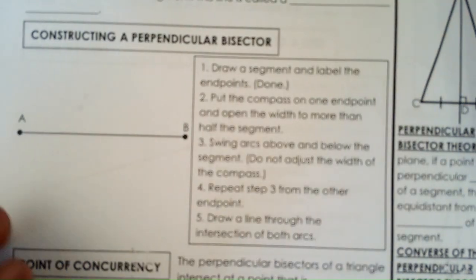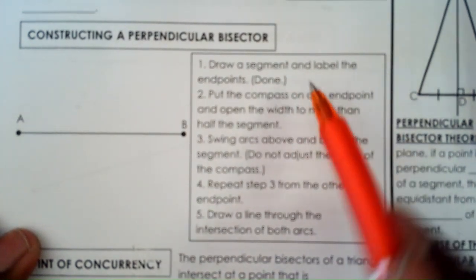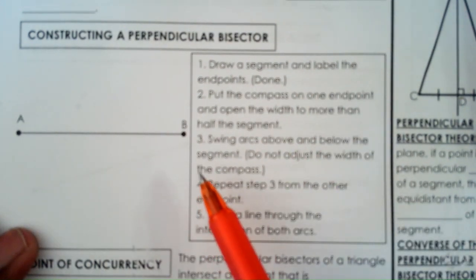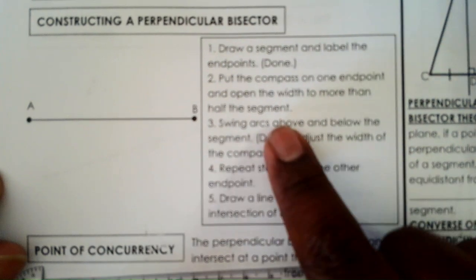All right, how do we make a perpendicular bisector? First off, draw the segment. So we already have that done for us. Now, with your compass, you're either going to use your metal compass or your sliding compass. We're going to put our compass on one side of the segment, and we're going to open up to be a little more than half of the width.